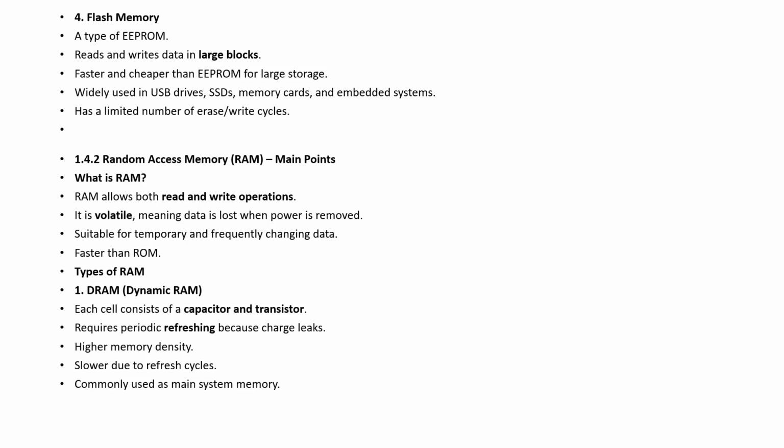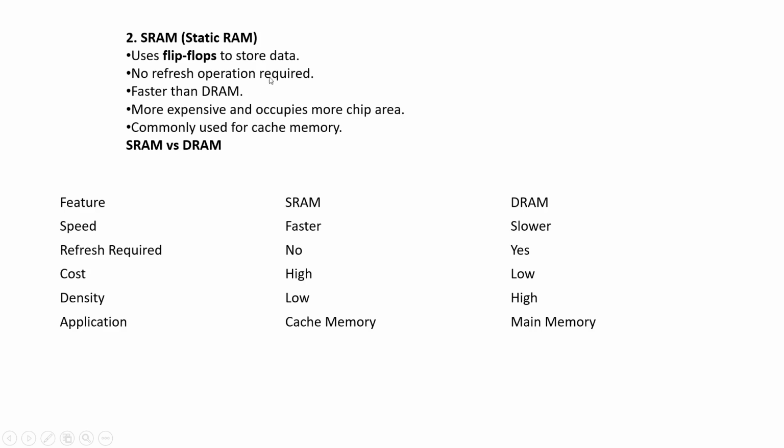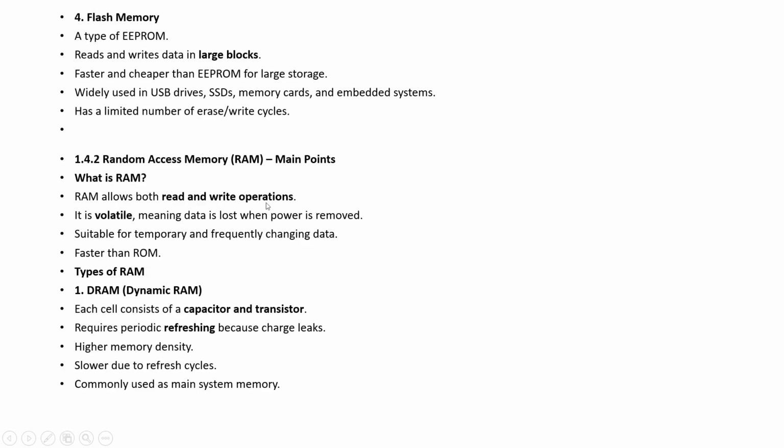There are two types of RAM: one is DRAM and one is SRAM. DRAM's full form is dynamic RAM, and SRAM's full form is static RAM. In DRAM, each cell consists of a capacitor and a transistor. It requires periodic refreshing because charge leaks.